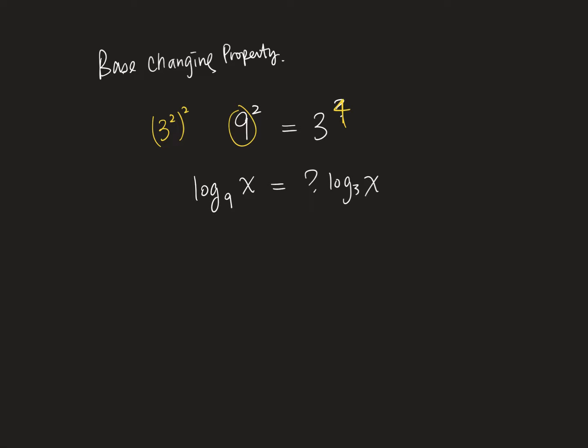So how do we do that? There is this base changing property saying if you have something in this form, let's say something like this, the original base is A, now you want to change this to some other base, say base B, then what you need to do is just do a little conversion by dividing by log A base B. It will do this job for you automatically.